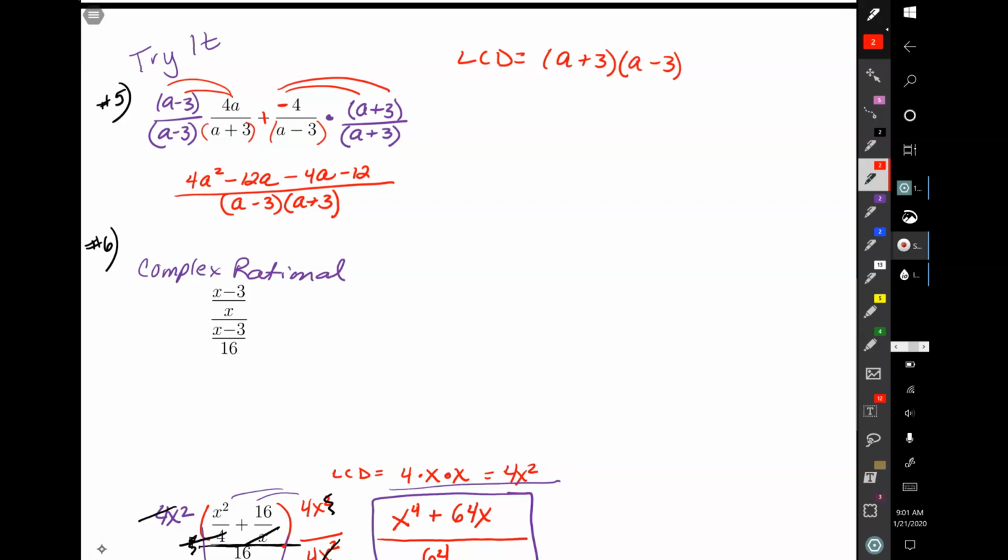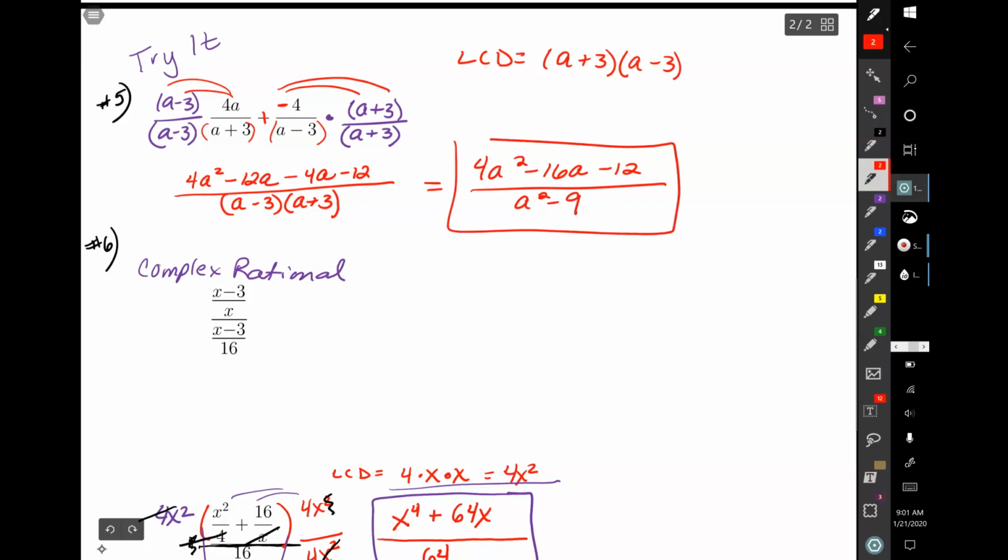So now we can just combine like terms here. 4a squared minus 16a minus 12, all divided by, we can actually write it as a squared minus 9. I know that there's not going to be anything that simplifies down further. And that would be our answer. We could factor out a 4 out of the numerator, but we're not going to worry about that.